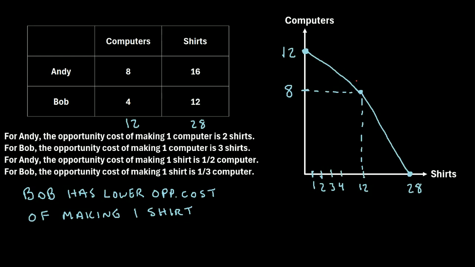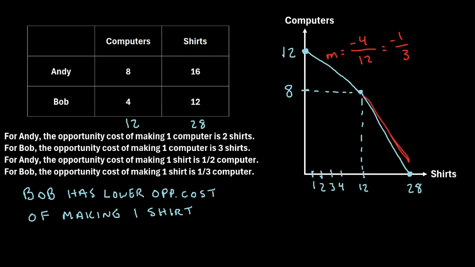And one interesting thing to note is that the slope of this line right here represents the opportunity cost of the good on the horizontal axis, so shirts. So remember the formula for slope is rise over run. So in this case, we can see that the rise would be -4. So we went down 4 over run is from 0 to 12. And that simplifies to -1/3. And we'll notice that the absolute value of this slope right here is the opportunity cost of making one shirt for Bob. And remember, we said Bob would be the one to make these first 12 shirts. So this slope perfectly corresponds to Bob's opportunity cost of making one shirt.